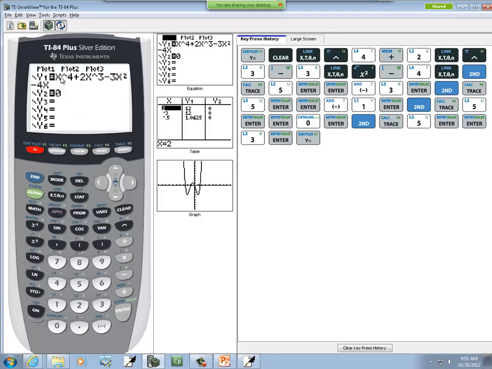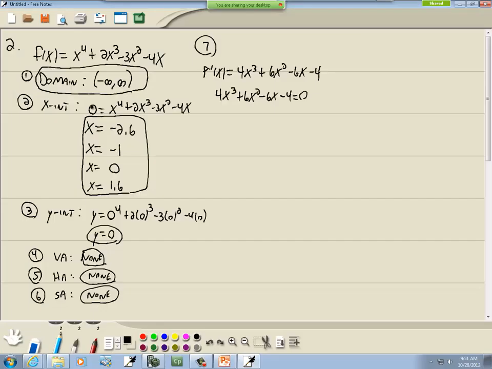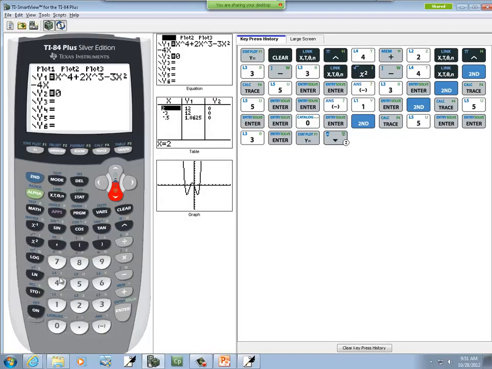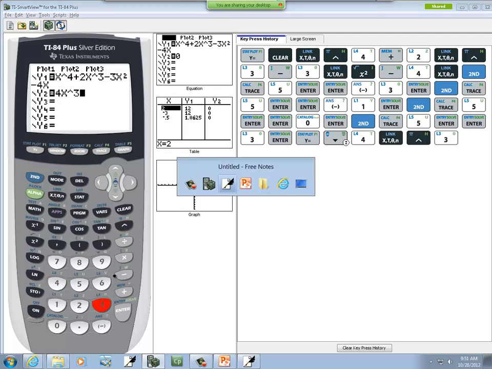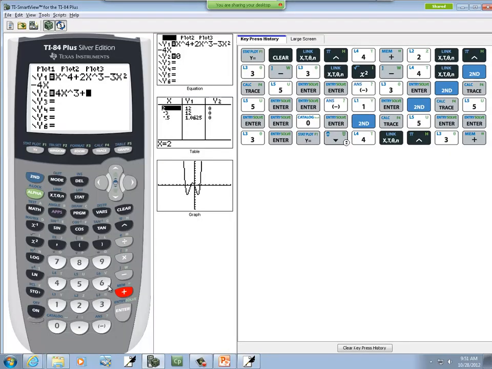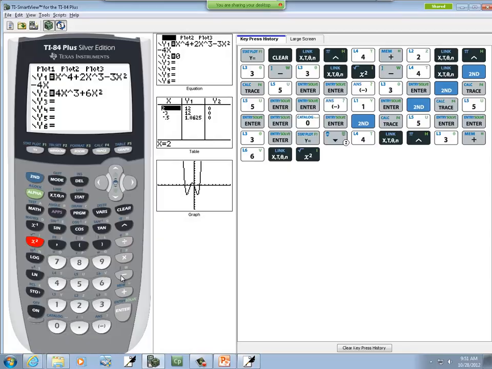Now, I got my function on y1. I'm going to leave it there. I'm going to go down to y2, where my 0 is. I'm going to put my first derivative there. So I got 4x to the third plus 6x squared minus 6x minus 4. And I'll put 0 on y3.